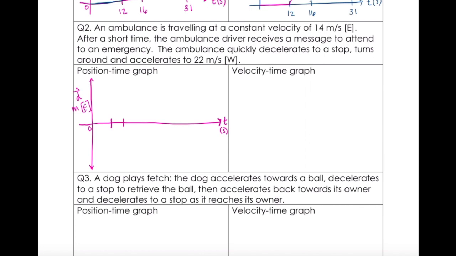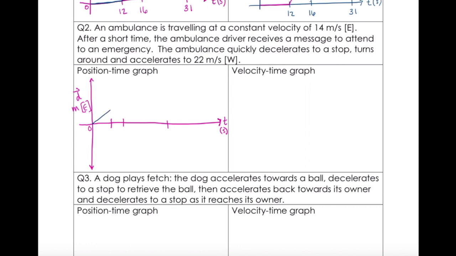They actually quickly stop and turn around and then accelerate until they get to 22 meters per second west. Okay, so drawing in the line from our starting position. Okay, they're moving in the east direction at a constant rate.